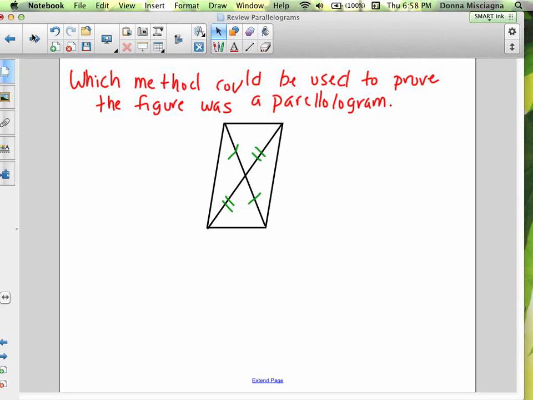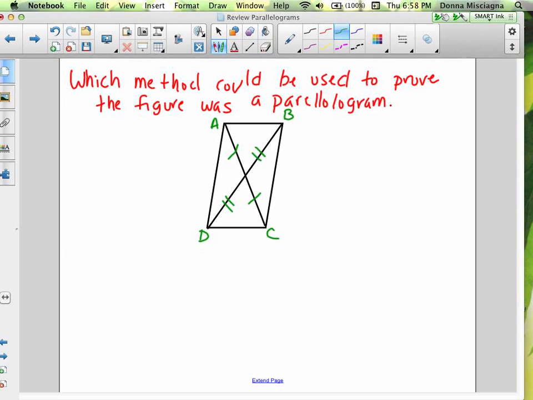So I left off one last method because I knew it was on this last problem. Notice that we have 2 diagonals. Let's just call it AC. Notice AC is divided into 2 equal parts where those 2 diagonals intersect. Now we won't try to put a point there. And BD is divided into 2 equal parts where those 2 diagonals intersect. That means that both diagonals are bisected.